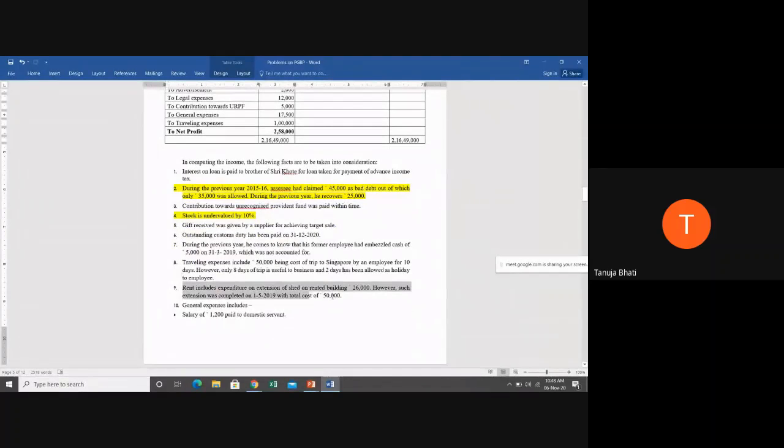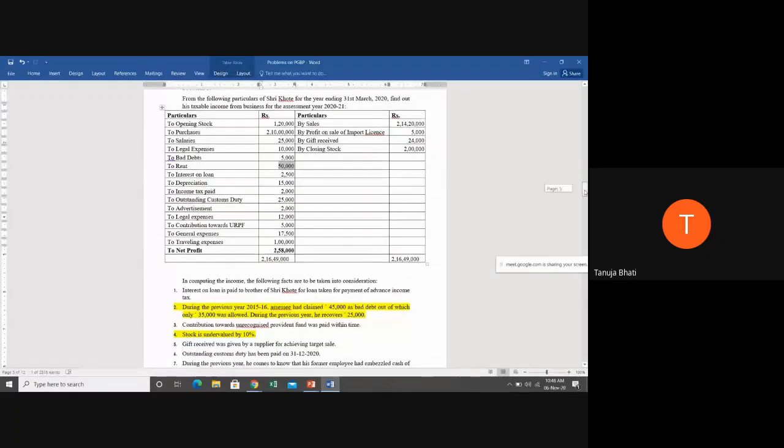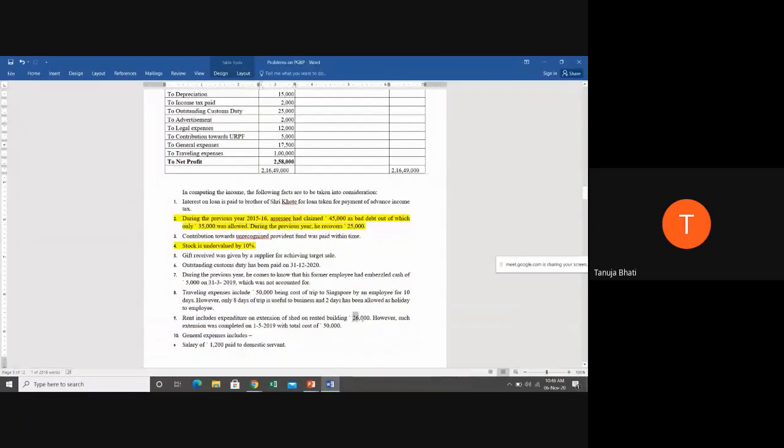Point number 9, you have rent includes expenditure on extension of a shed on rented building, 26,000. However, such extension was completed on 1/5/2019 with a total cost of 50,000. So what they are telling is, students, this rent of 50,000 includes 26,000, which is an expenditure on extension of a shed. Now tell me students, extension of a shed, is it a capital expenditure or revenue expenditure?